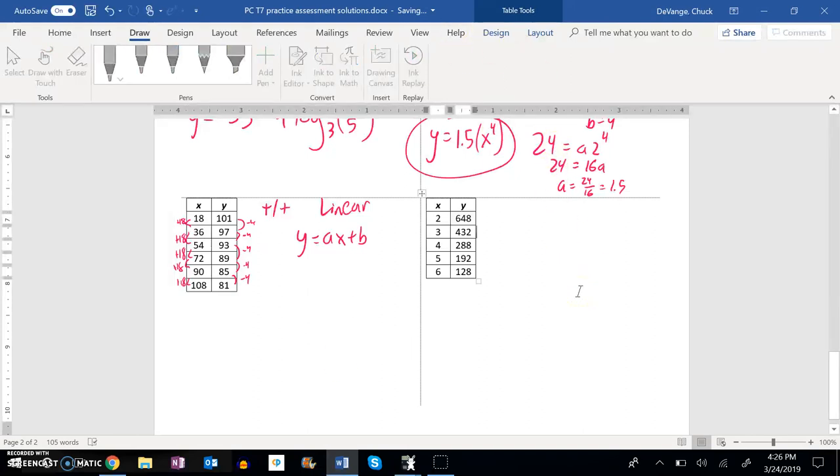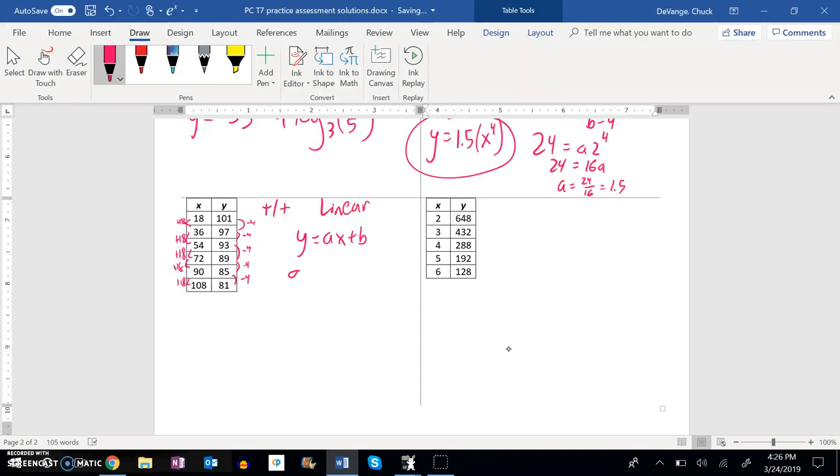And let me plug in some points for this. So when y is 97, x is 36. I'm just going to write this instead of a times 36, I'm going to write it as 36a. And when y is 101, x is 18.